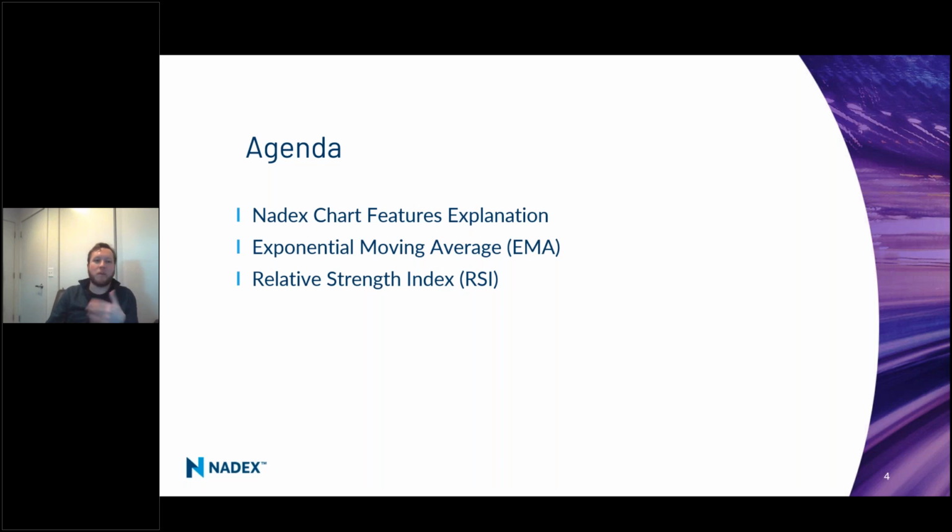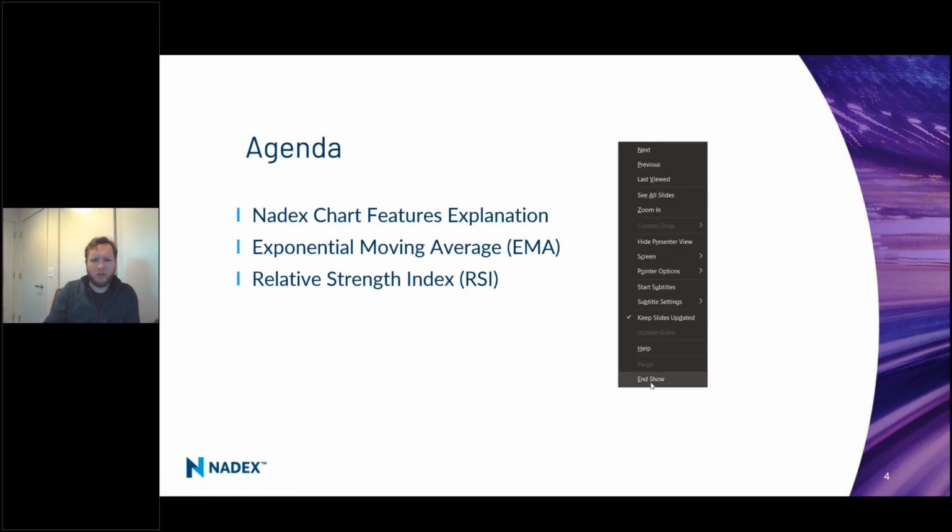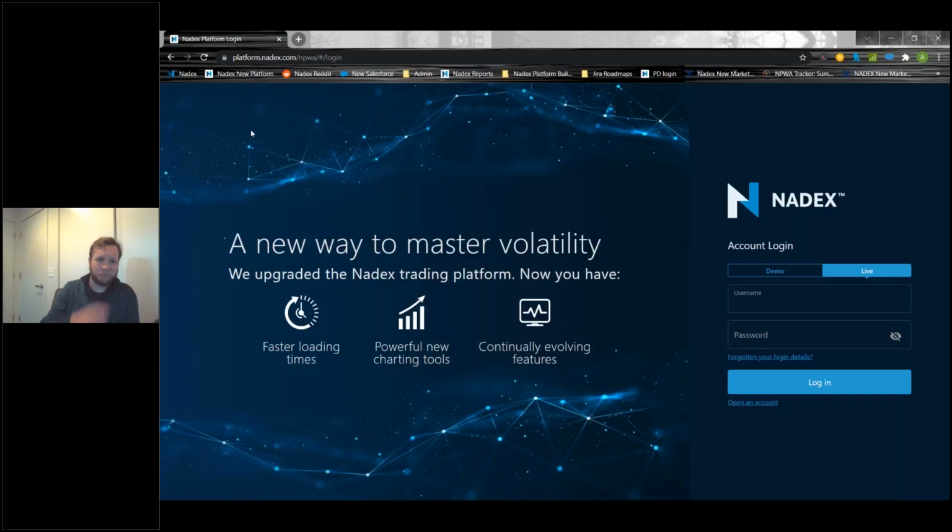So this is just a real quick agenda before we get into the actual platform. We're going to go through the actual chart features. And then if we have time, we're going to do a quick, very beginner level primer on your EMA and your RSI, your exponential moving average technical indicator, and your relative strength index technical indicator. This isn't going to go too in depth, and sometimes the actual explanation of the features takes a little while. So we will do our best to get to the very base explanation of that EMA and RSI. Without any further ado, let's jump into the platform here.